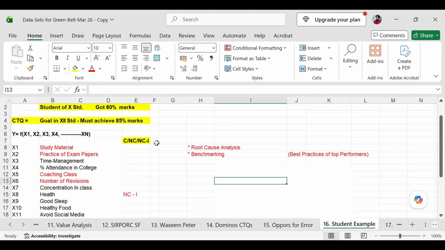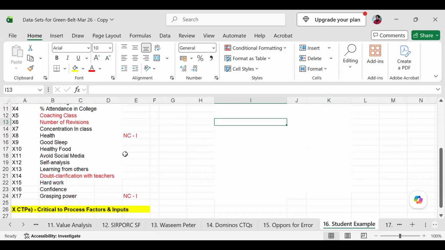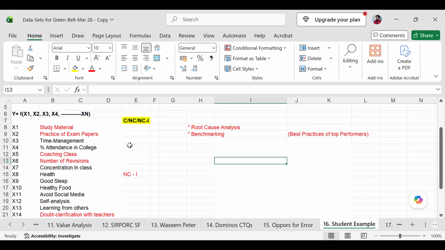So there are some other students who are doing very well. We can learn how they do the time management, what exam papers they are using for practice. So by benchmarking, he can improve his process with regard to X2, X3, and so on, and improve his performance. So these are called the CTPs, critical to process.